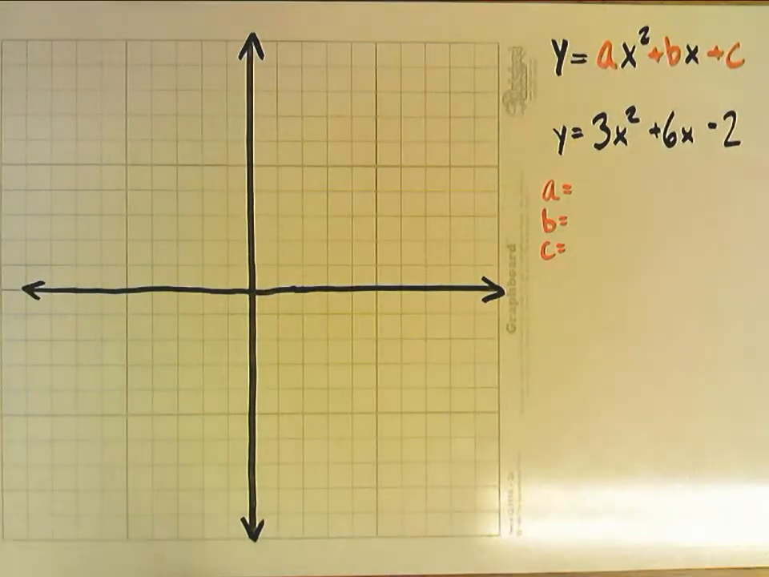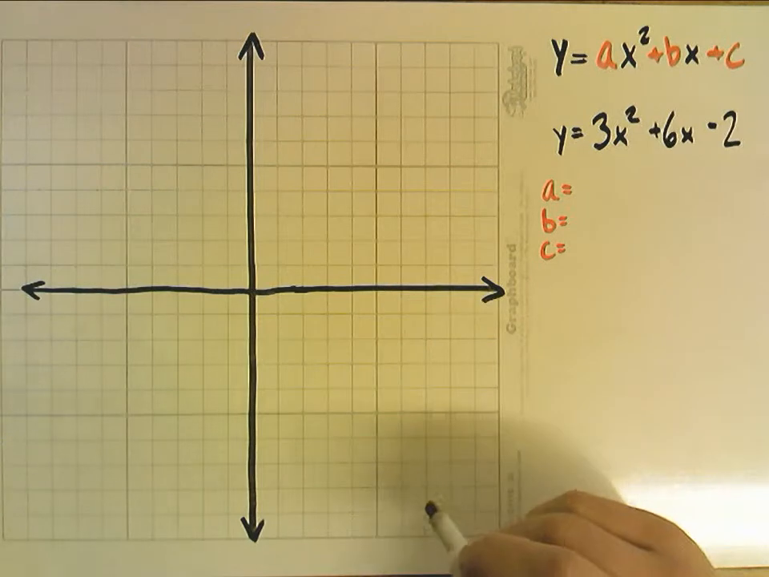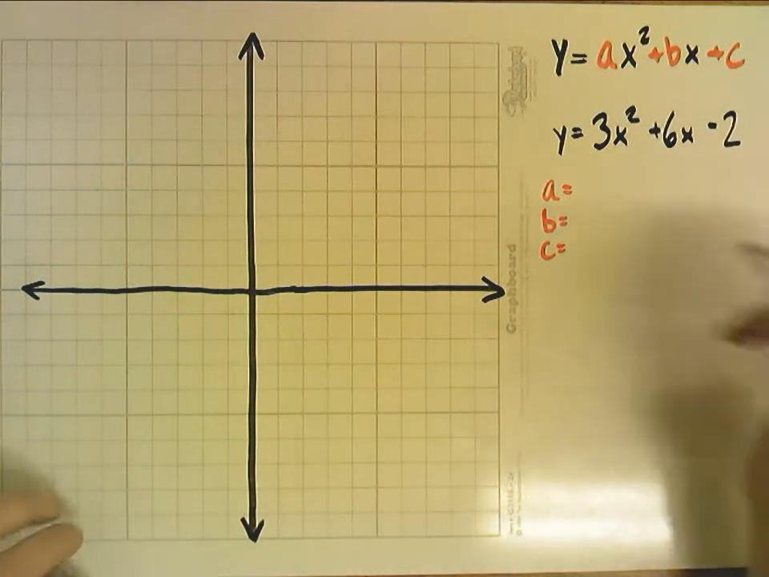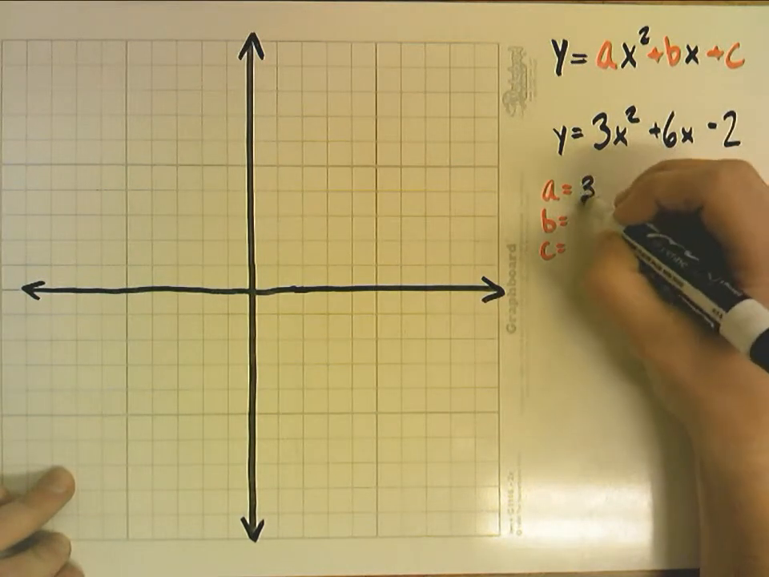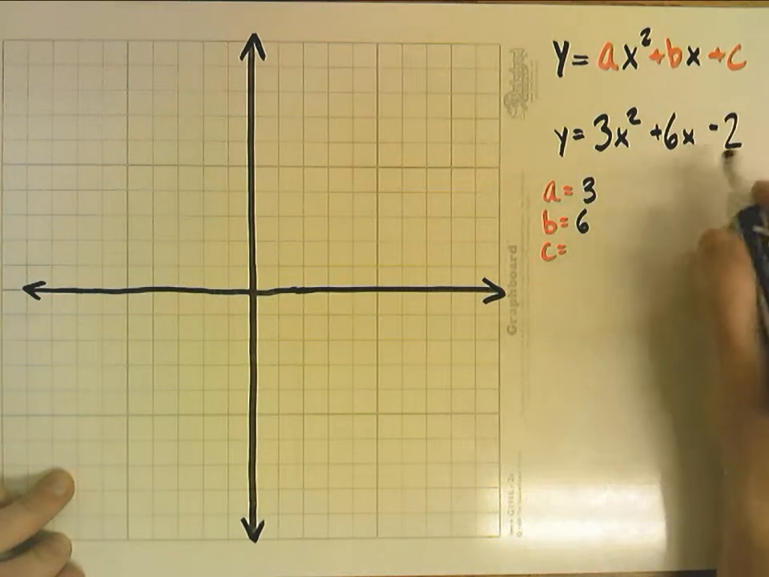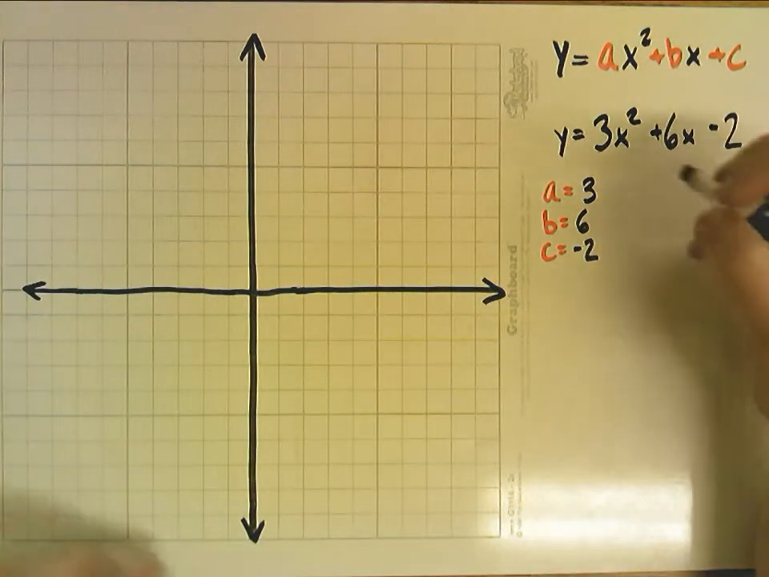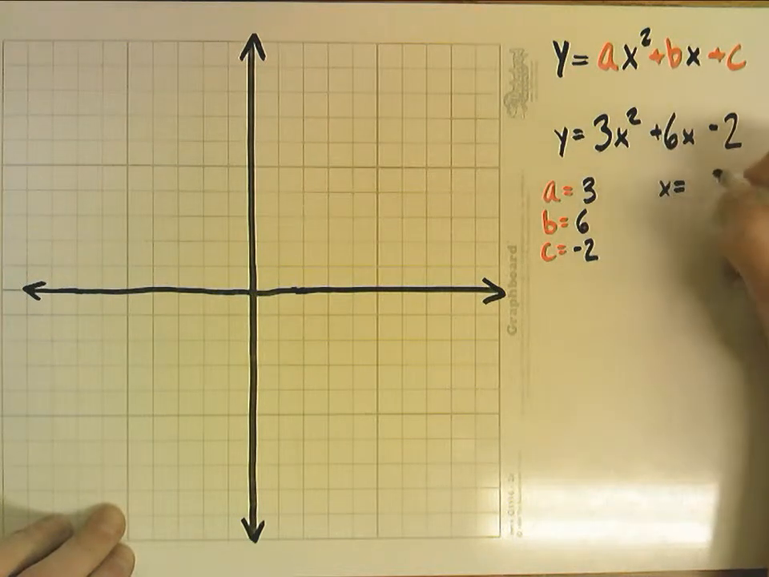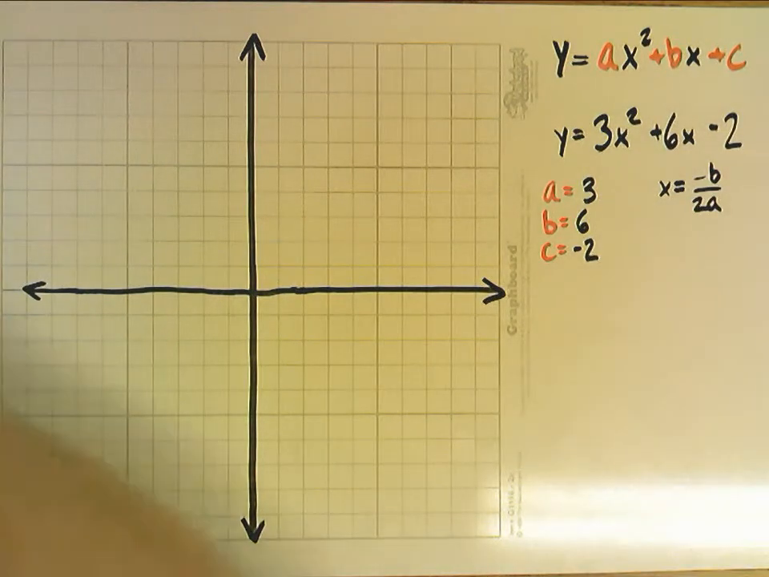So the very first step is to identify what A, B, and C are so that we can find our line of symmetry. Our line of symmetry is the very first thing we have to look for. So we're going to take A, which is 3, B is 6, and C is -2. Now we're going to plug into our formula for line of symmetry. It's x equals -b over 2a. So let's go ahead and plug into that formula.